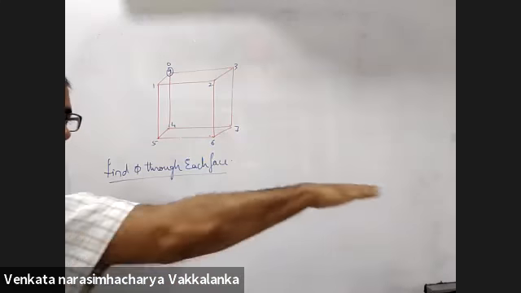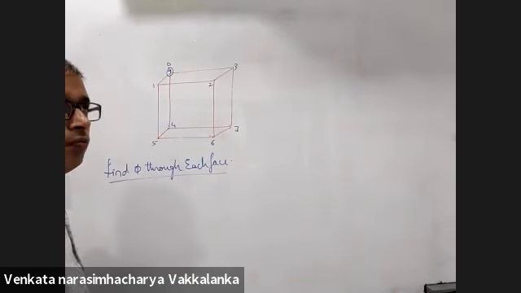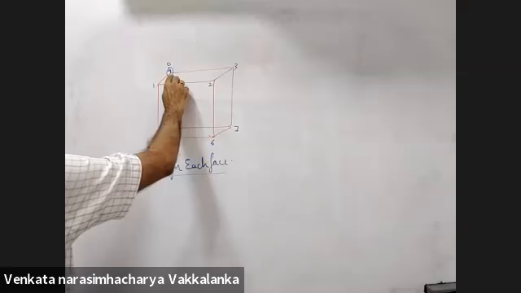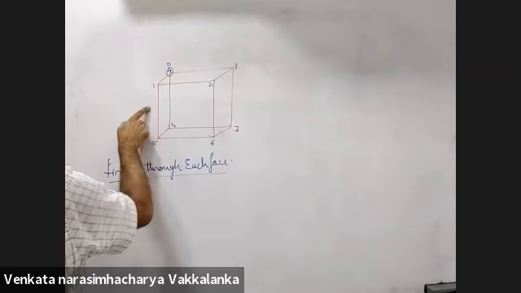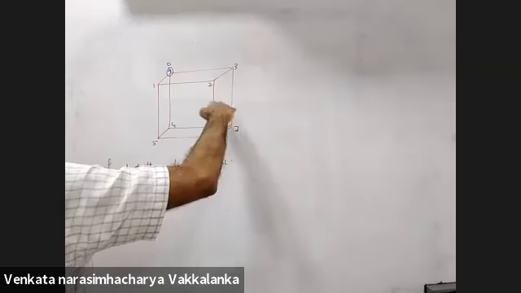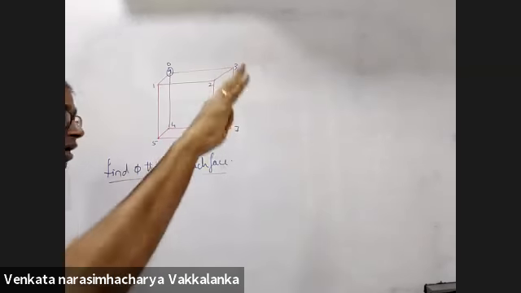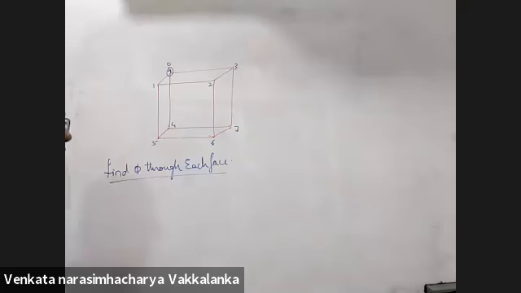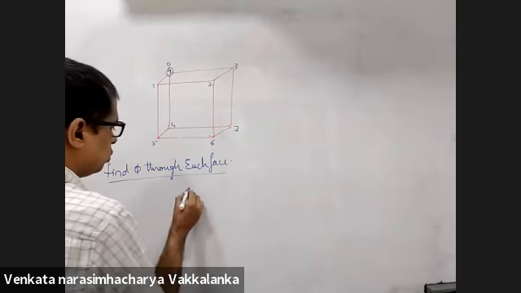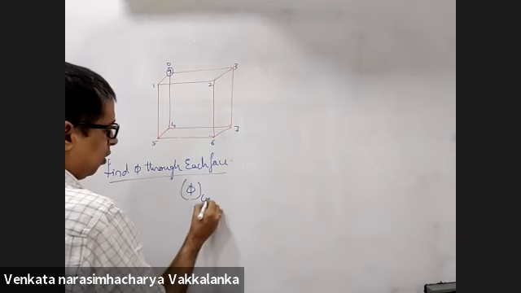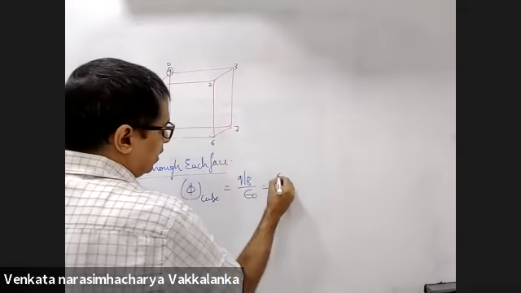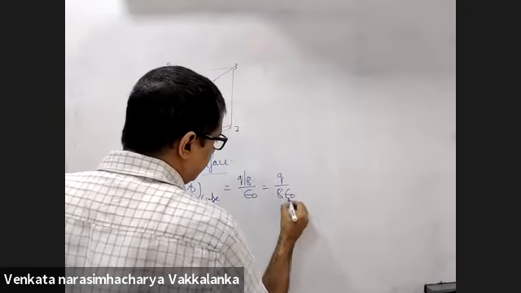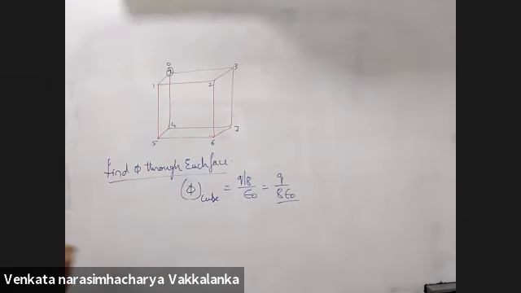4 on one floor, 4 on the above. This corner is shared by 1 cube behind, 2 cubes to the left on the same floor, and then above there are 4. This corner is shared by 8 cubes. So flux through whole of this cube is q by 8 epsilon naught. First step, is it clear to all? Yes, sir.